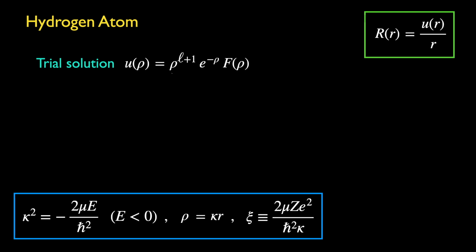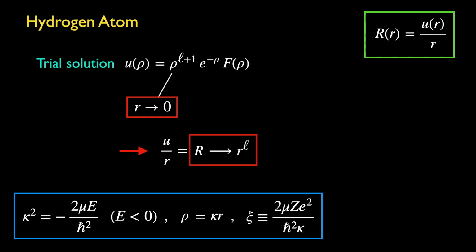The first term captures the behavior of U as R approaches zero. This comes from how the radial function goes as R to the power of L in this limit. Again, we have established this in lecture 10. This must hold for the radial function of any angular momentum state with the quantum number L. Since the function capital R has one power of R less than U, this will suggest the power L plus 1 in the trial solution.